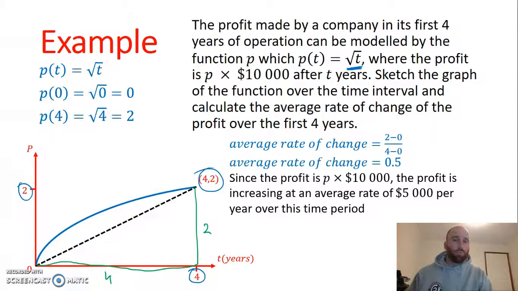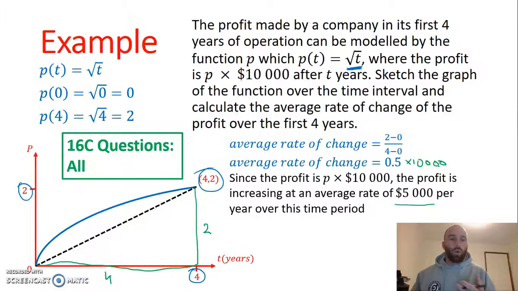Since profit is P times 10,000, the profit is increasing at a rate of $5,000 per year over this time period. We've simply done 0.5 times 10,000. So on average, we're increasing by $5,000 per year across the first 4 years. Now you can jump to 16C.